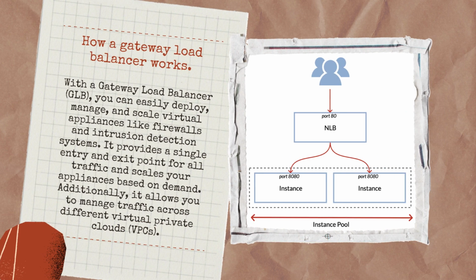How a gateway load balancer works. With a GLB, you can deploy, manage, and scale virtual appliances, such as intrusion detection and prevention, firewalls, and deep packet inspection systems. It creates a single entry and exit point for all appliance traffic and scales your virtual appliances with demand. You can also use it to exchange traffic across virtual private cloud, VPC, boundaries.